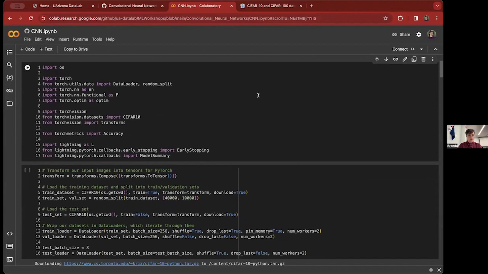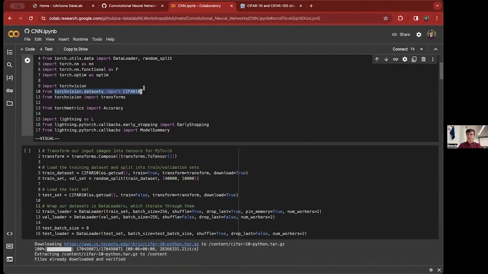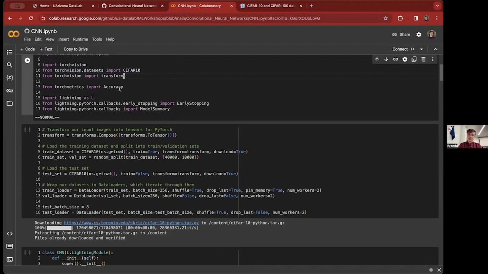So here we're going to be using PyTorch and Torch Vision. They supply CIFAR10 as one of their data sets, along with some others if you wanted to play with a few more data sets after this one. And we'll also be using Lightning, which is a wrapper for PyTorch that makes it easier to train your models and organize your code.